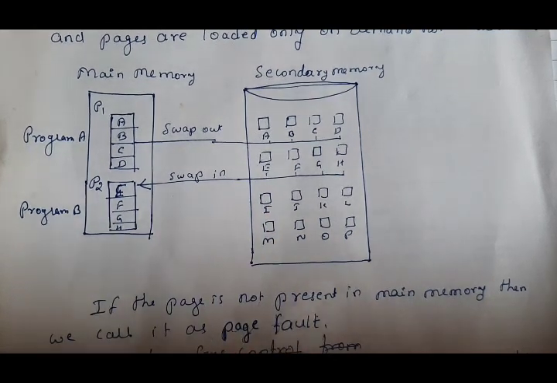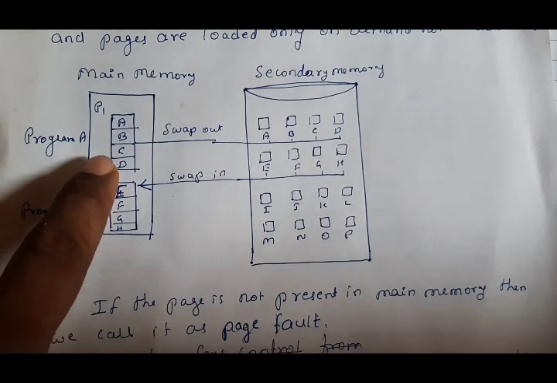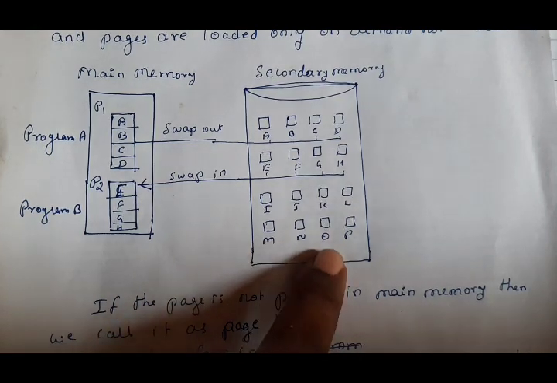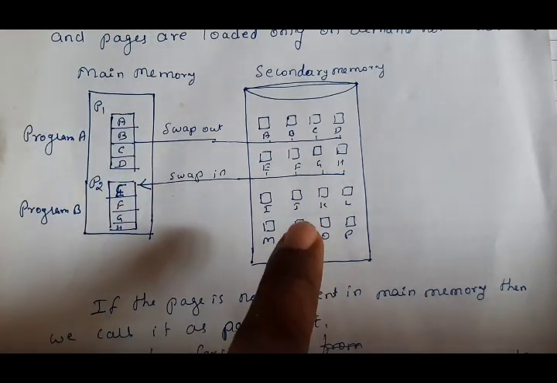Assume the CPU demands M and O, P, but there is no space. So what does the CPU do? Transfer these pages out, then transfer M and O, P here. Like this. If there is no space, then it transfers here.